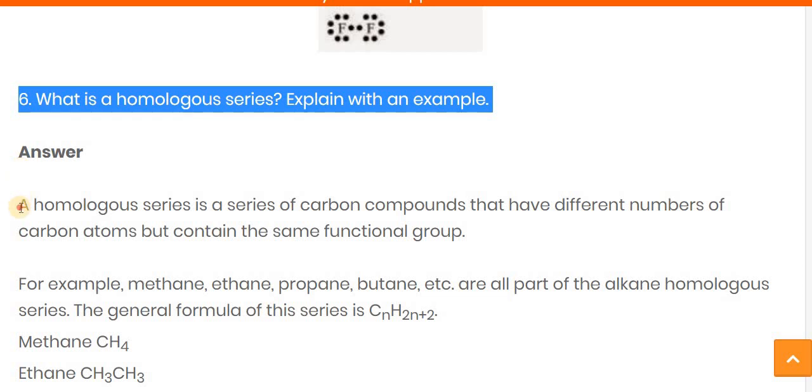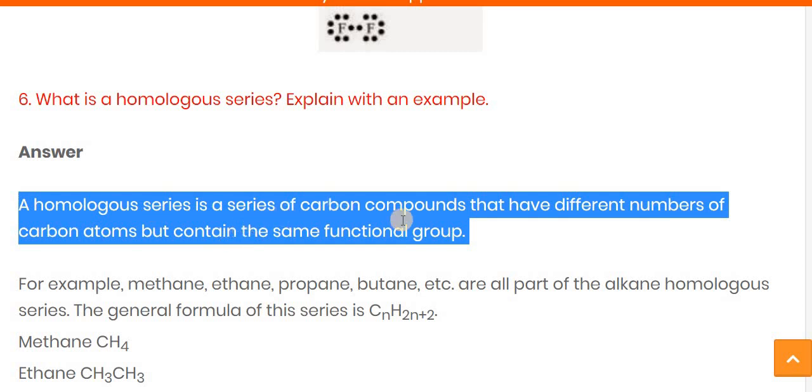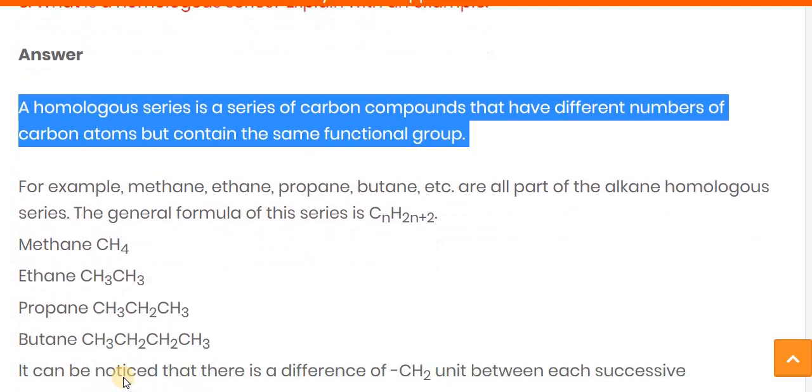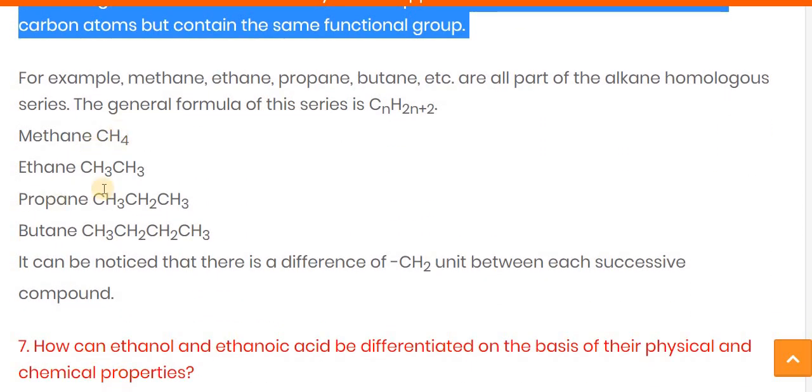Let's see in detail. A homologous series is a series of carbon compounds that have a different number of carbon atoms but contain the same functional group. Here you can see the alkane group is there. The first one is methane. Here the number of carbon atoms is 1, whereas in ethane 2 carbon atoms are there. But in all the formulas, the same functional group is there, that is the alkane group. So this series we consider a homologous series.